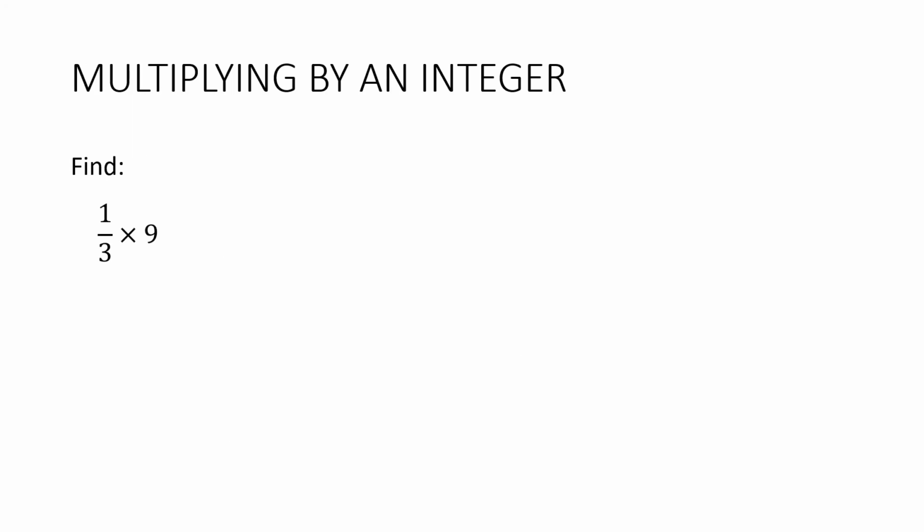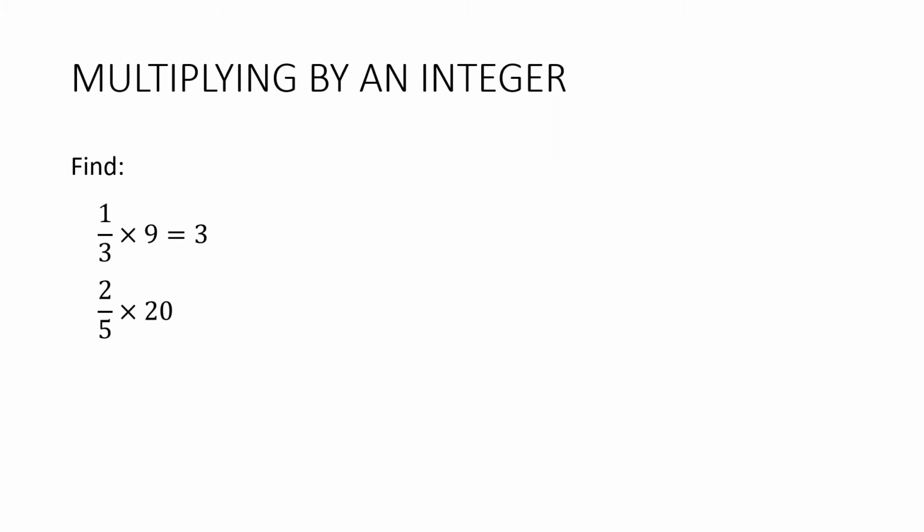Sometimes we need to multiply by an integer, which is a whole number. Now with these sorts of questions, we can use the word of, or we can use the method. Let's try the word of. 1/3 of 9. That's easy, isn't it? 1/3 of 9 is 3. How about this question? 2/5 of 20. You might be able to do that one. 1/5 of 20 is 4. 2 times 4 is 8.